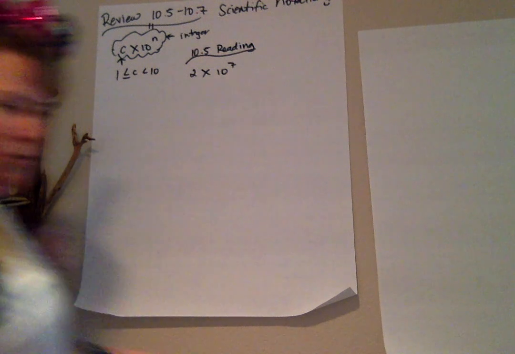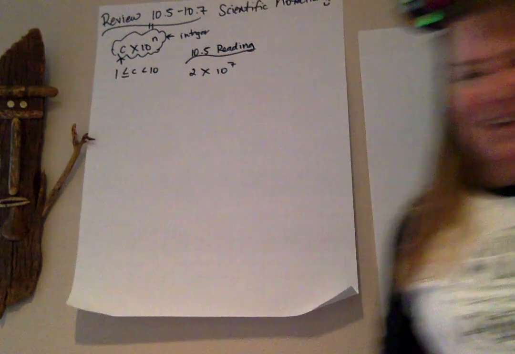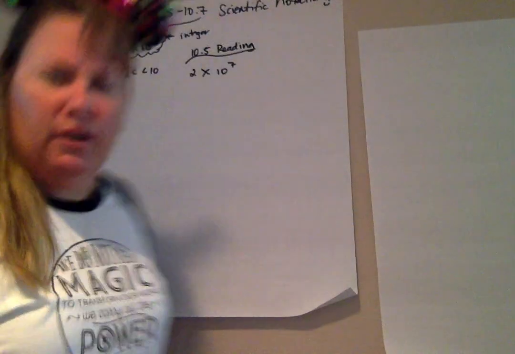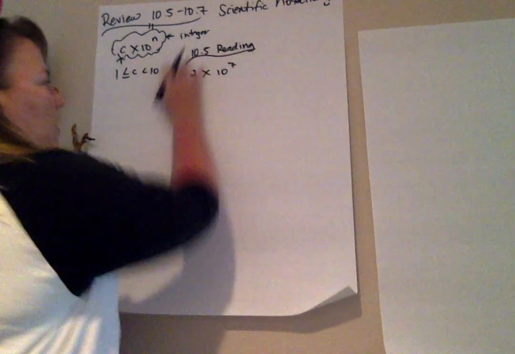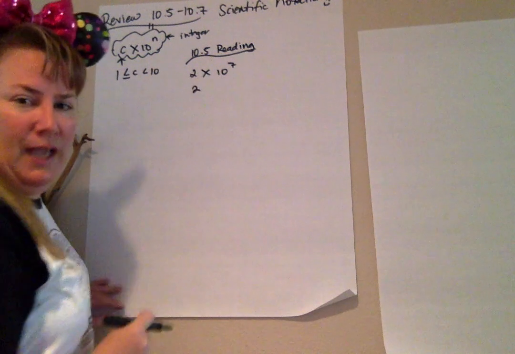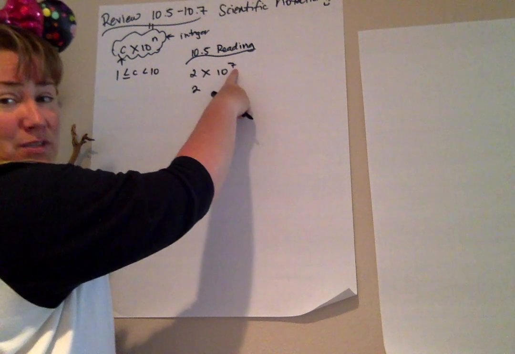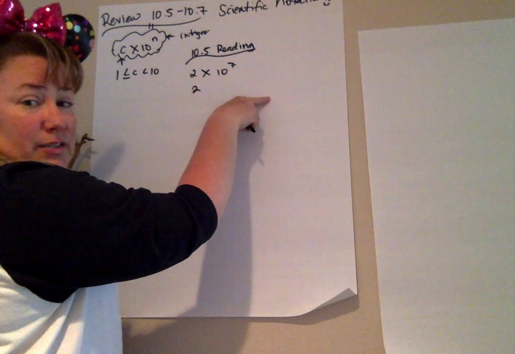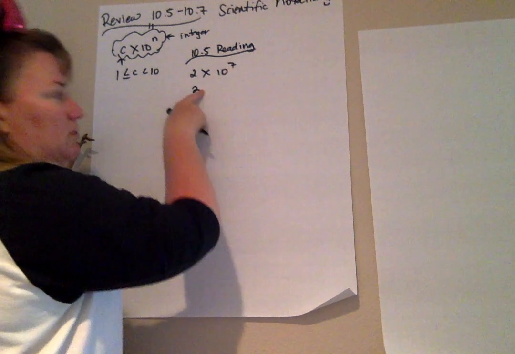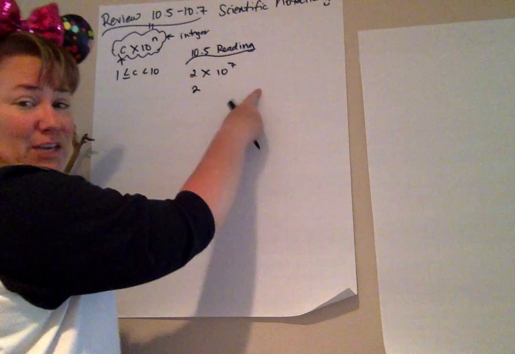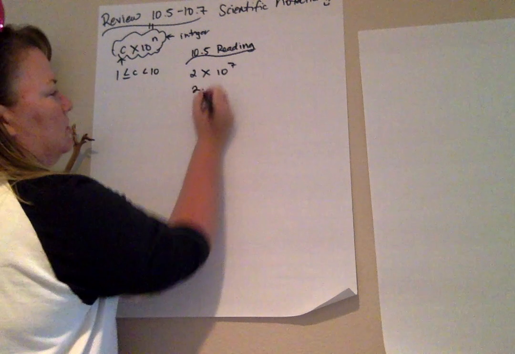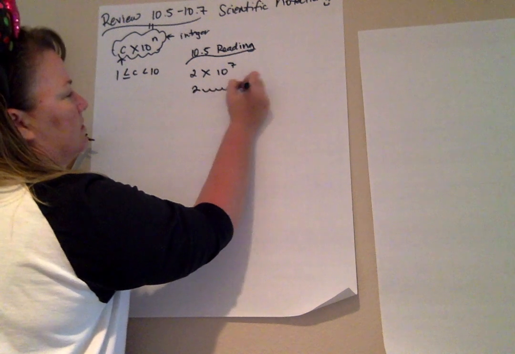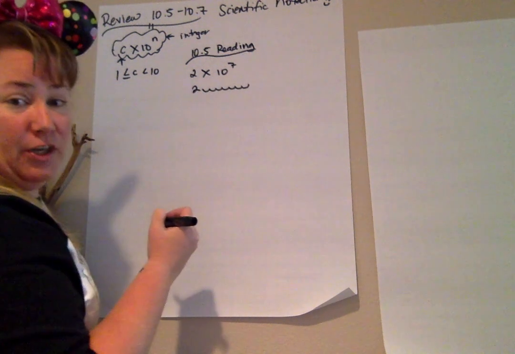So what we're going to do is write this in standard form, the way that you are used to seeing it. We're going to go 2, and now we're going to move this 7 times. Do you remember which direction? To the right. So if the power is positive, you move it 7 times to the right. If it's negative, you move it to the left. So our decimal here, we go 7 times: 1, 2, 3, 4, 5, 6, 7. And then you fill it in with zeros.